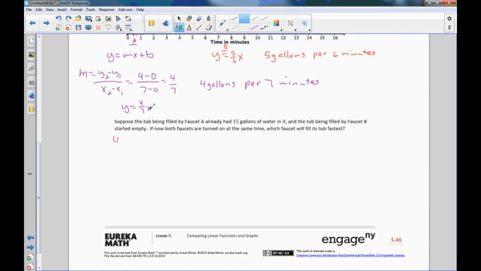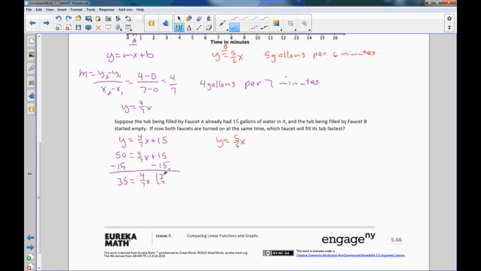So now it is going to be Y, let me stay with the same color, Y equals 4/7, that's my rate, times time, but we're going to already have 15 gallons in the tub, so it's plus 15. My other equation is not going to change. Okay, so I'm going to substitute in 50 for my Y, and I get 4 over 7x plus 15, and then subtracting 15 from both sides, we need to solve for x. I get 4 over 7x equals 35.